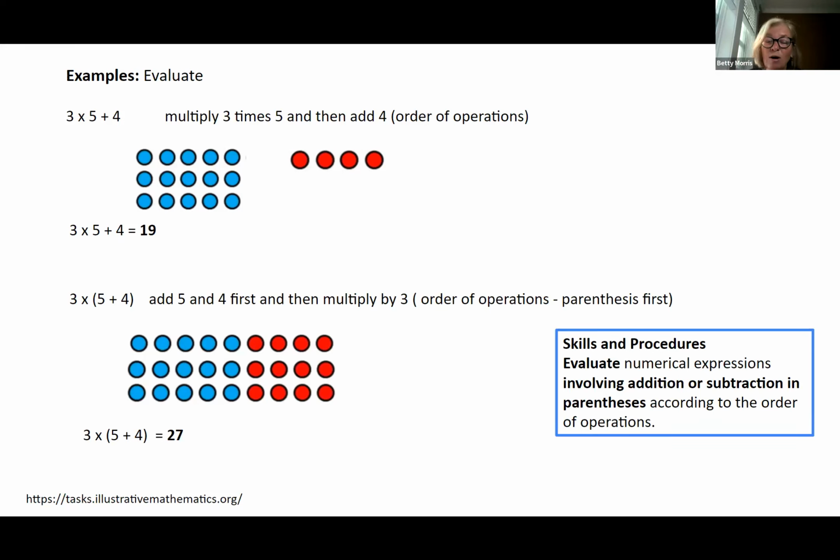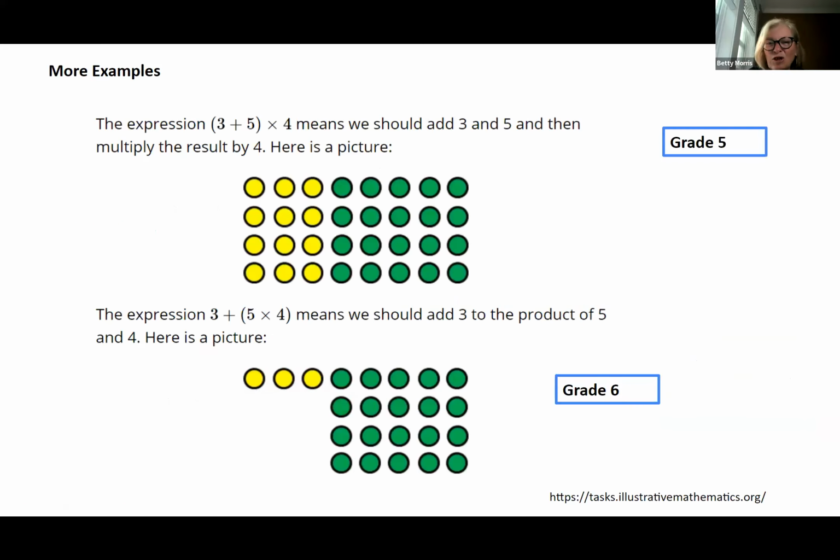So the value of 3 × (5 + 4) is 27, or the value of (5 + 4) × 3. I better say that, leave it at that, is 27. These are just more examples.